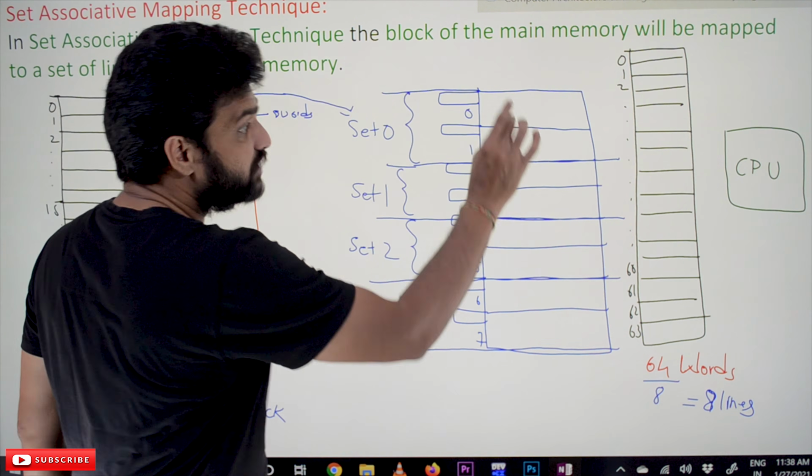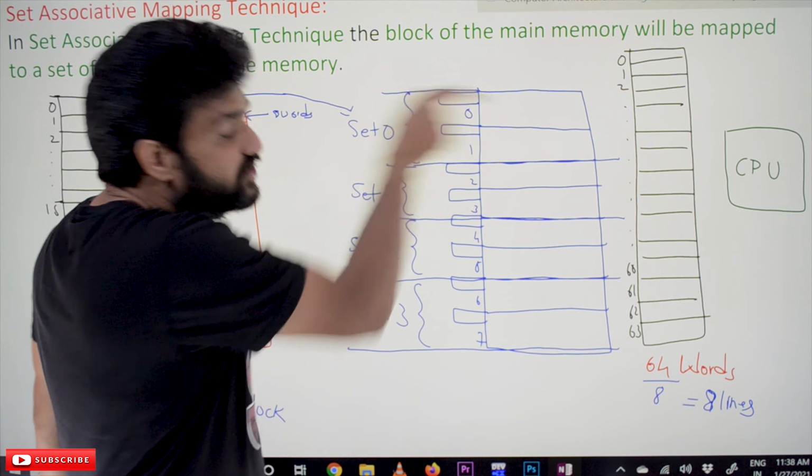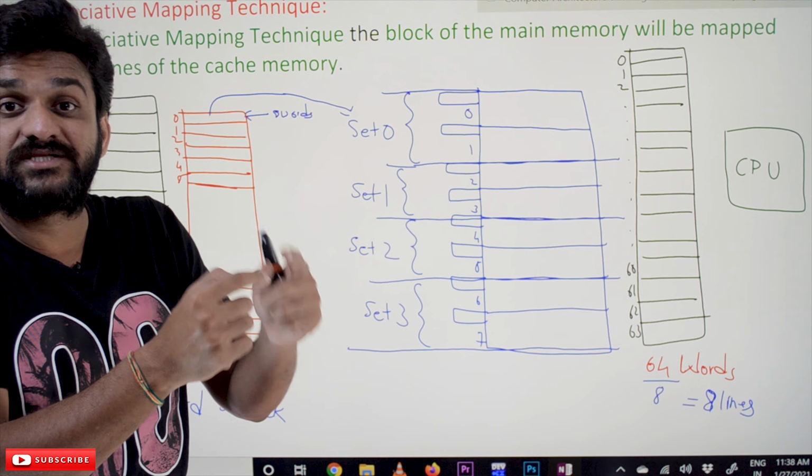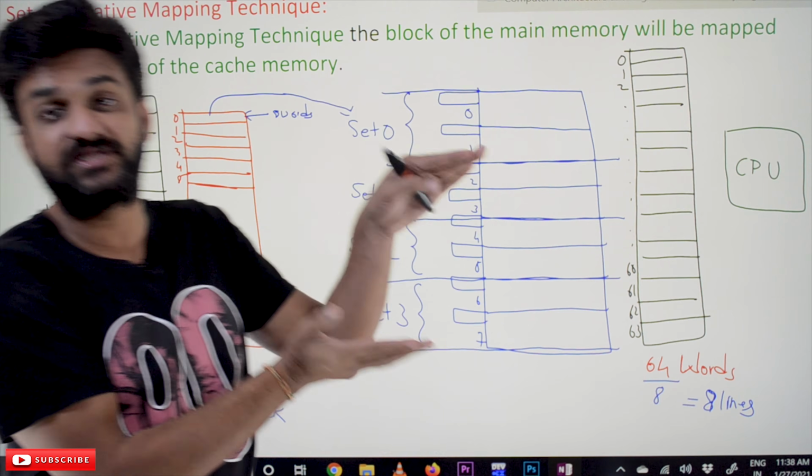So within these 2 lines, we can transfer to any of those lines. That is the concept of associative mapping. What happens in the associative mapping?